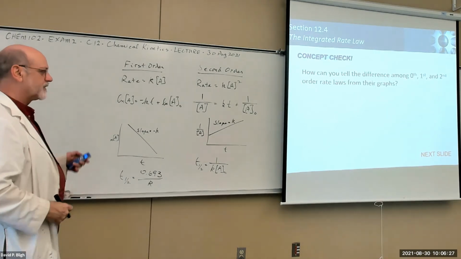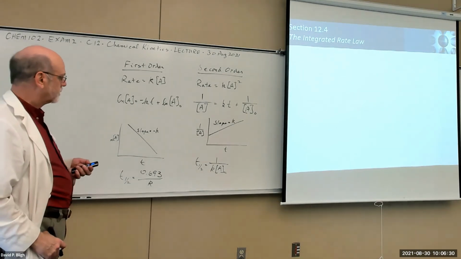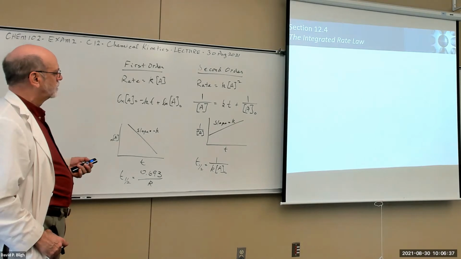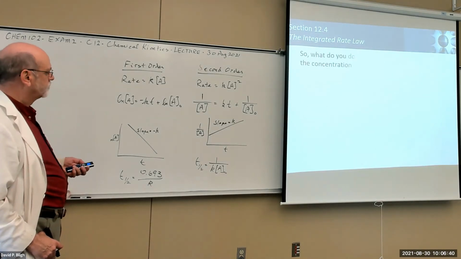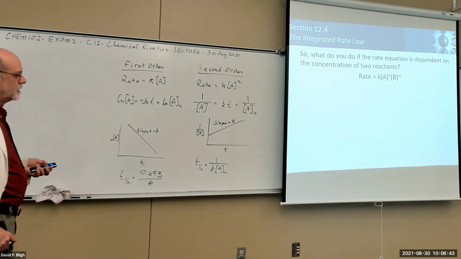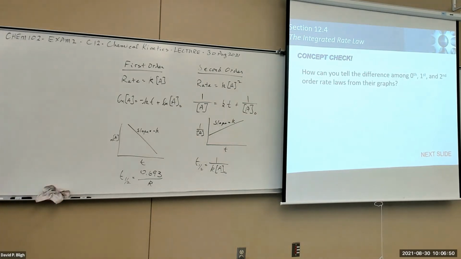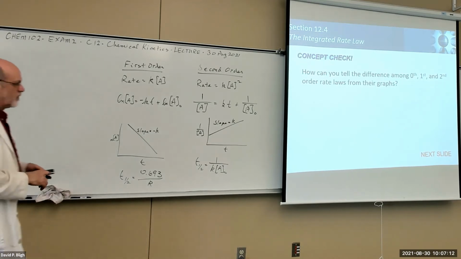So just a reminder, how can you tell the difference between 0, first, and second order laws from their graphs? Let's see. Oh, next slide. Okay. Now, there should be more information in here. Summary of rate. Okay, I'm missing some information. No, I'm not. It's not there. All right. So this is just a reminder.